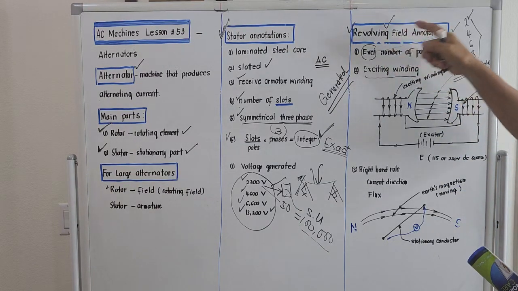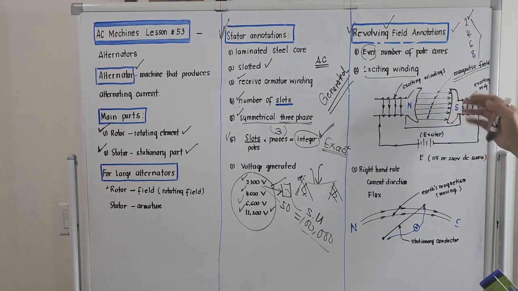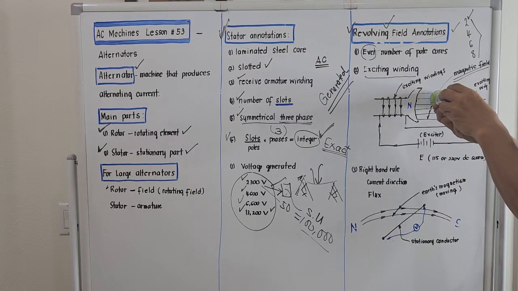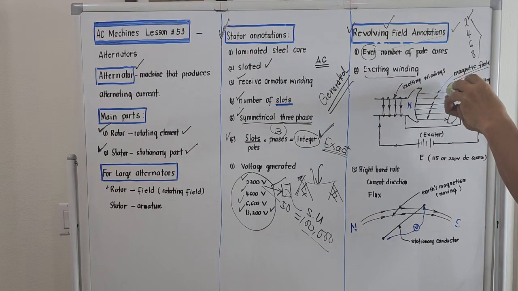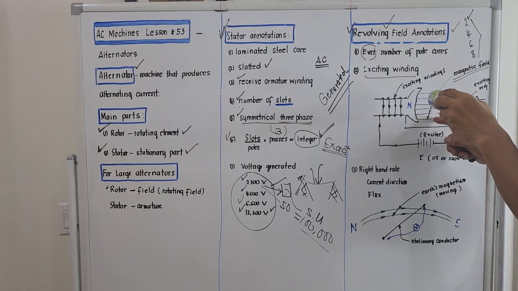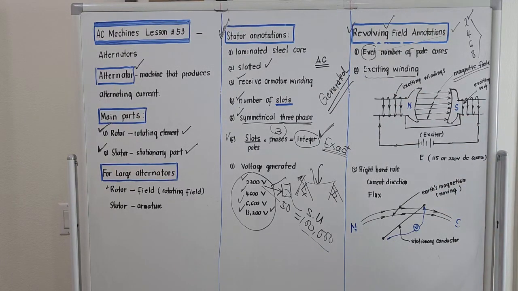It's not really revolving in the sense that it rotates like that. It will just emanate from the North Pole and go to the South Pole, and in the middle of it is the stator winding. So when this winding or stator is driven by a prime mover, because there should be a movement of the winding to cut the flux, the interaction of the flux and the winding will generate a voltage. So this right hand rule here is very important.